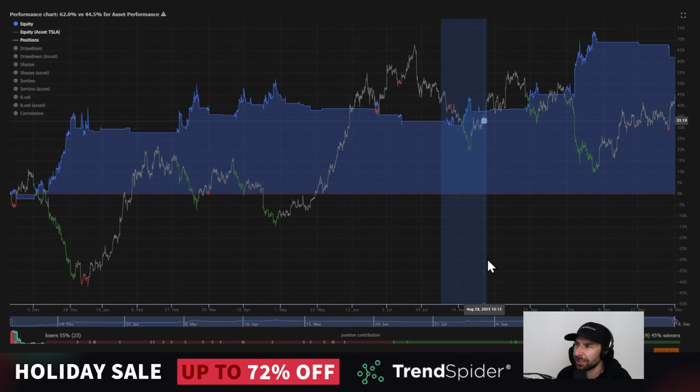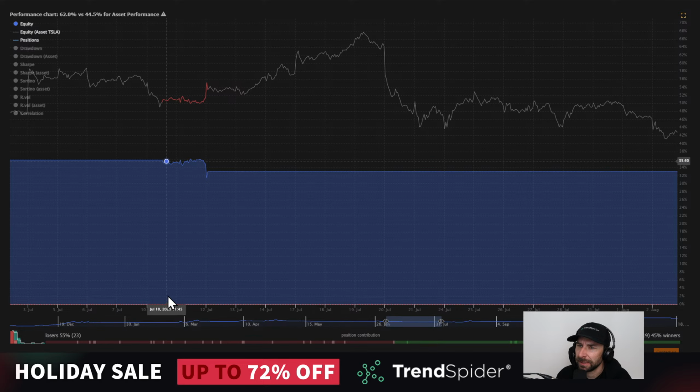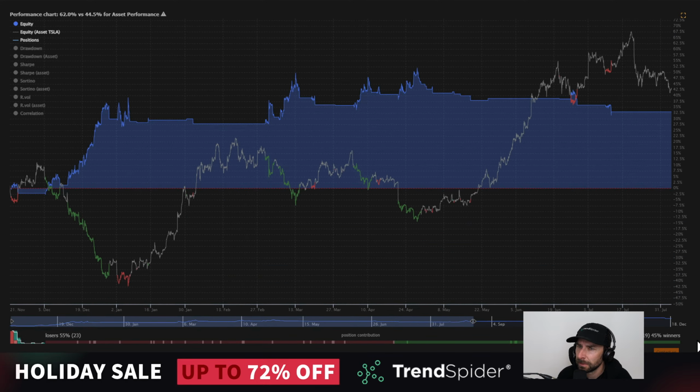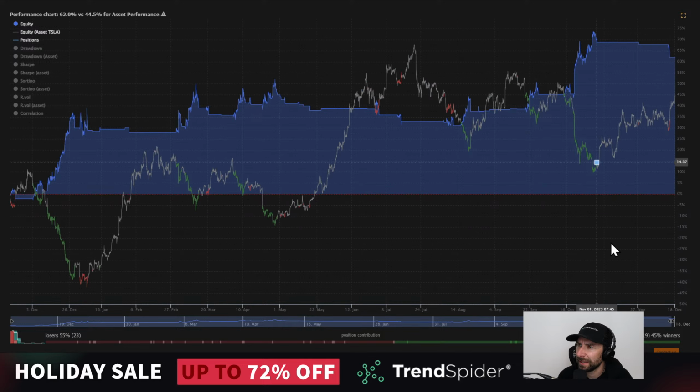It managed to catch, oops, didn't mean to zoom in there. It manages to catch a lot of the down moves, and for a short strategy, it avoids any of the up moves, just completely avoids them. That 20 EMA is the key there, right?